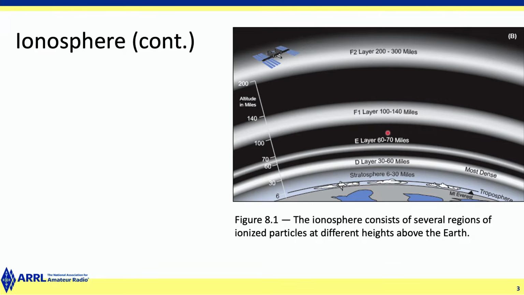The D layer starts at 30 miles above the Earth, and it goes to about 60 miles. The E layer is in the 60 to 70 mile range. And then the F layer, actually, there's an F1 layer and an F2 layer. The F1 layer is between 100 and 140 miles above the Earth, and the F2 layer is 200 to 300 miles above the Earth. At nighttime, the F1 and F2 layers come together to form a single F layer.